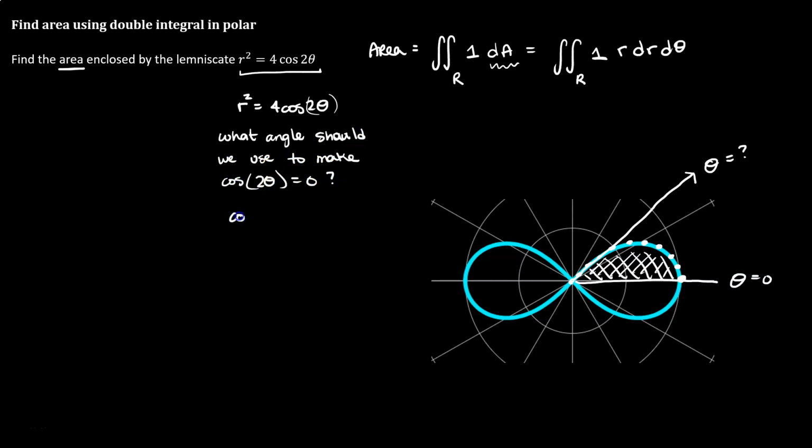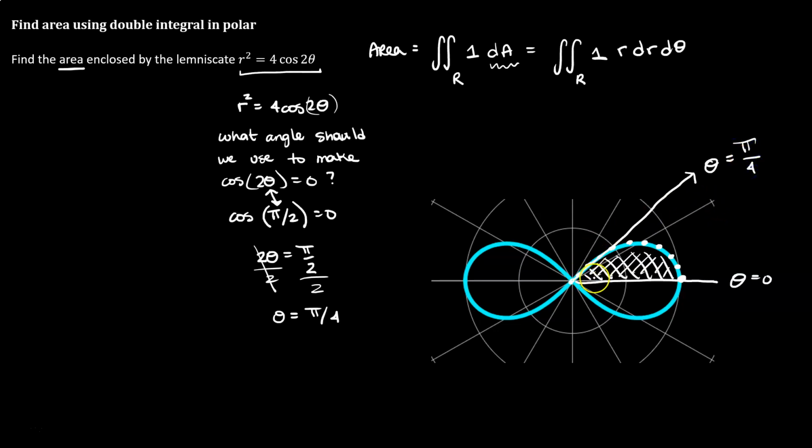Well, we know that cosine of pi over 2 is equal to 0. So what we need to do is make pi over 2 equal to 2 theta, and then solve for theta. So we'll divide by 2, divide by 2. We get theta equals pi over 4. So that upper theta that we need for our bounds is going to be pi over 4.